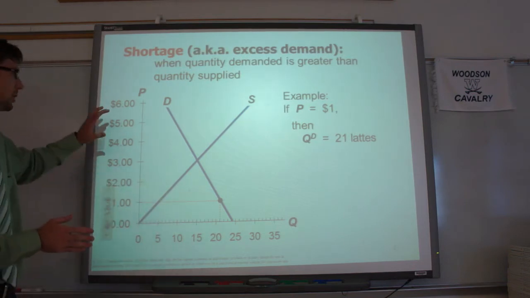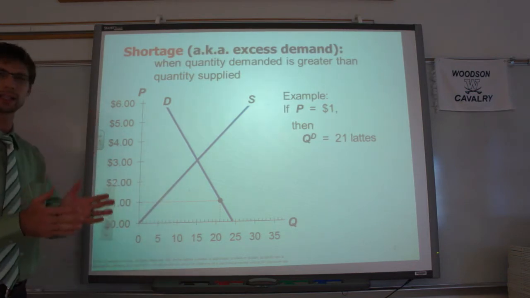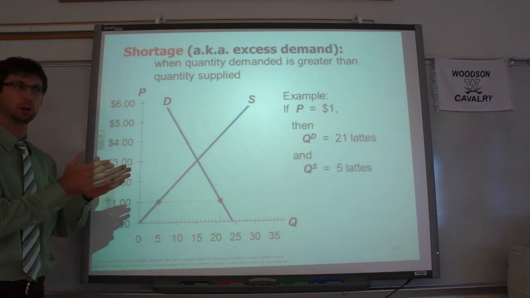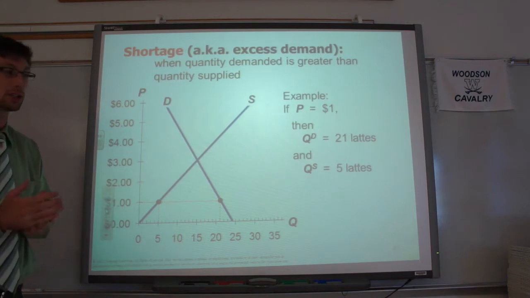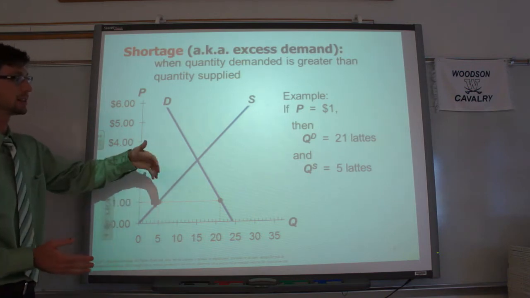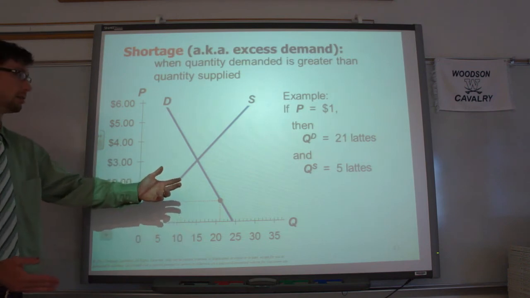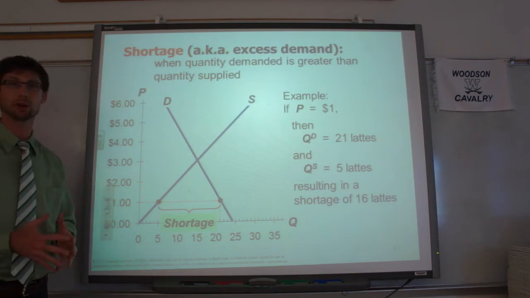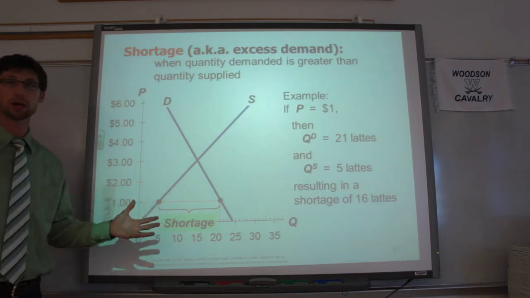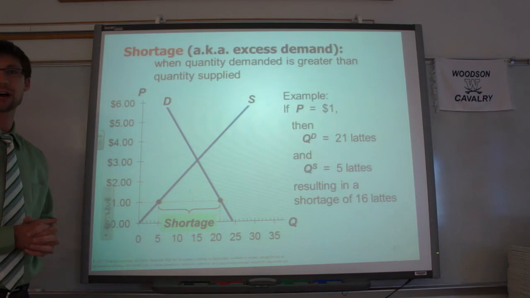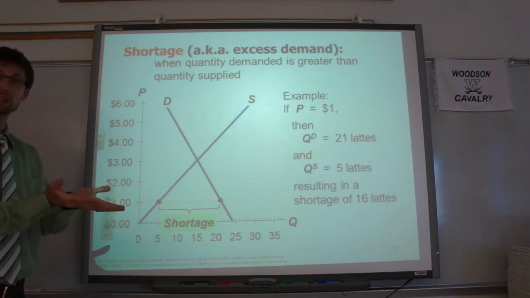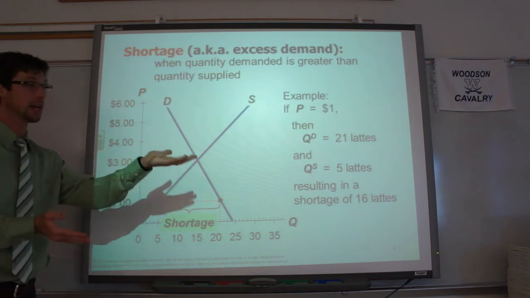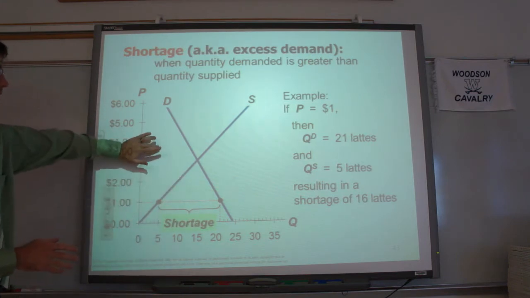There's a lot of people who formerly weren't buying at $5 who now say, you know what, a latte is worth $1 to me. But now that the price is so low, you've pushed out a lot of people who were formerly making lattes. It's just not worth their time. 5 lattes are made, 21 are desired. That leaves us with a shortage of 16. And again, this is going to naturally work itself out, because when you have 21 customers in line and you only have 5 of those products, eventually the price is going to get bid up until you have an equality between how many you have and how many people want.